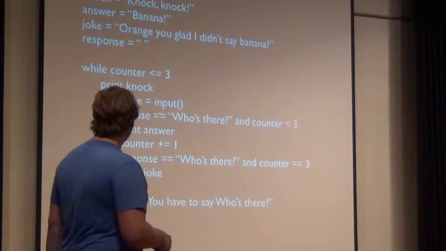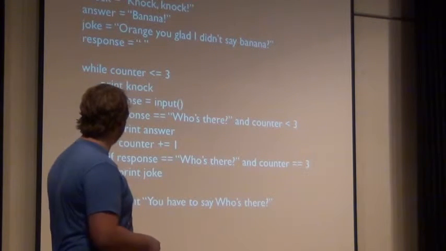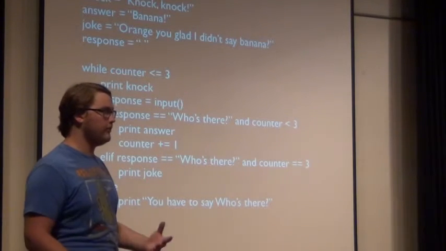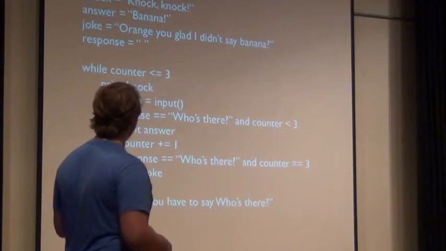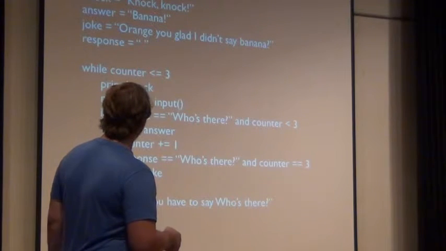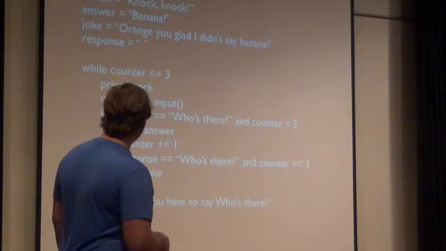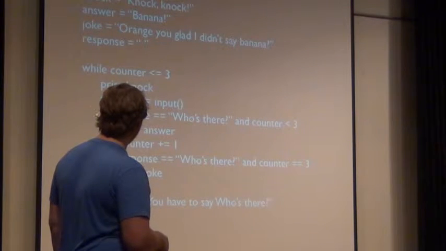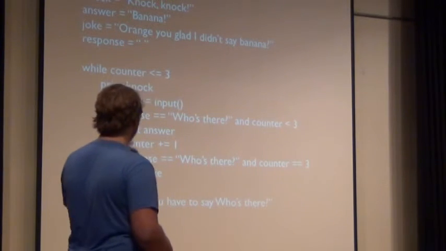So it then checks to see what that response was. If the response was who's there, which is the appropriate response, right? And the counter is less than 3, it'll print the answer, banana. And it'll add 1 to the counter. Now that it has done this if statement, it'll ignore the rest of these if, else if, and else statements.